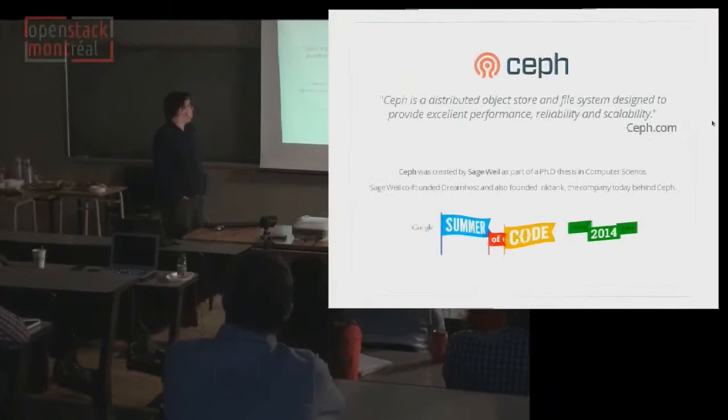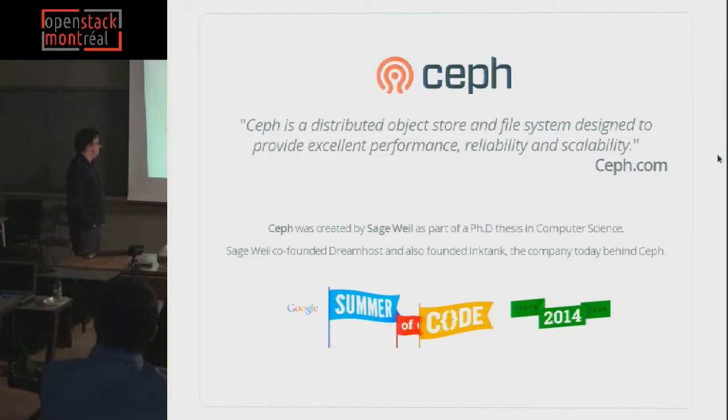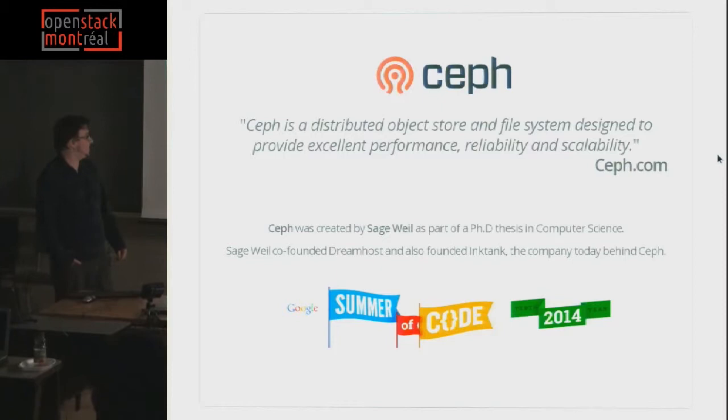What is Ceph? Does anyone know what Ceph is? Okay, fewer hands than for Swift. I'm going to have a tough job. All right. So Ceph is a distributed object store and file system designed to provide excellent performance, reliability, and scalability. That's right off Ceph's website.